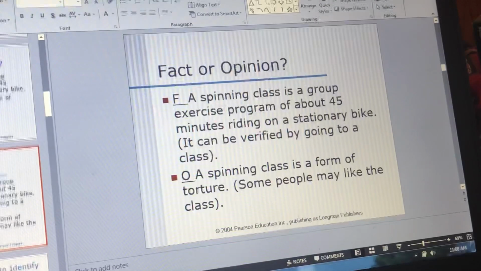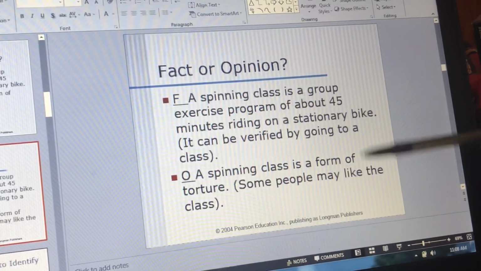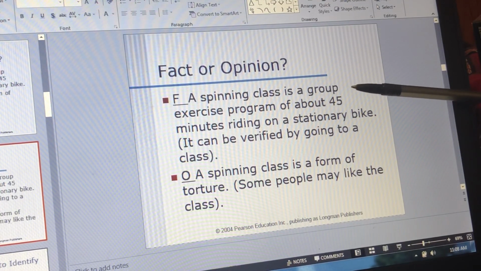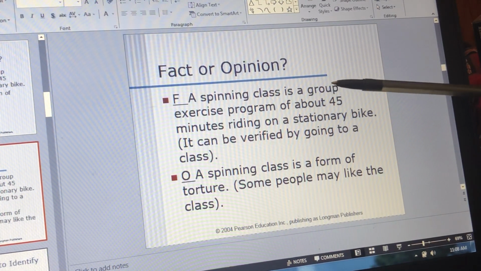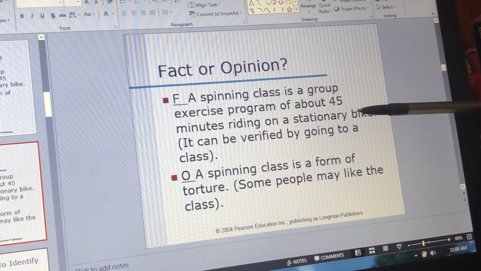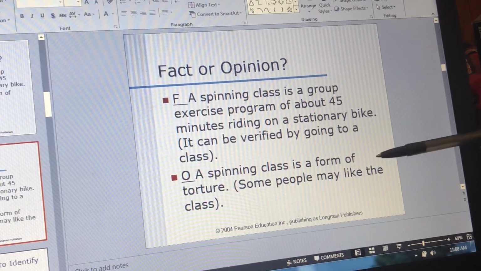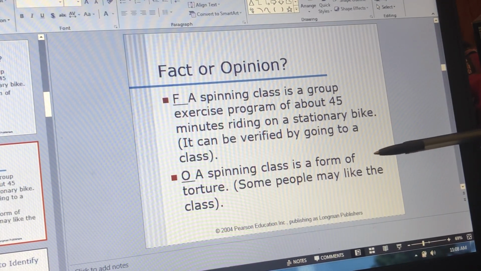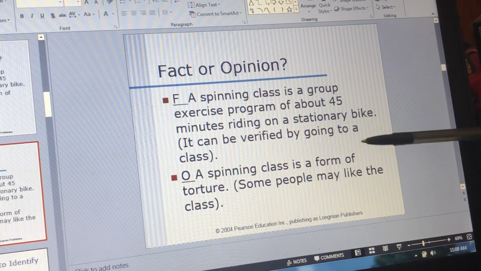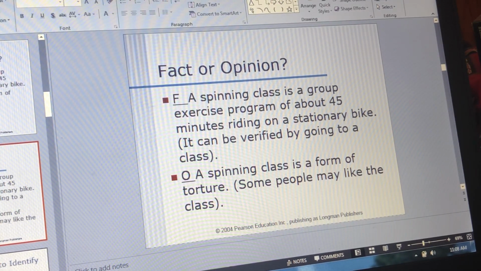Okay, here we go. Hopefully you identified that this is a fact and this is an opinion, right? This can be verified. I could go to an exercise place. I could note that there's a group. I could measure that it takes about 45 minutes. I could see that they're on a stationary bike, okay? Torture, right? How can you measure torture? How can you measure what a person's getting out of it? Maybe some people like it, maybe some people don't, all right? So that's an opinion.